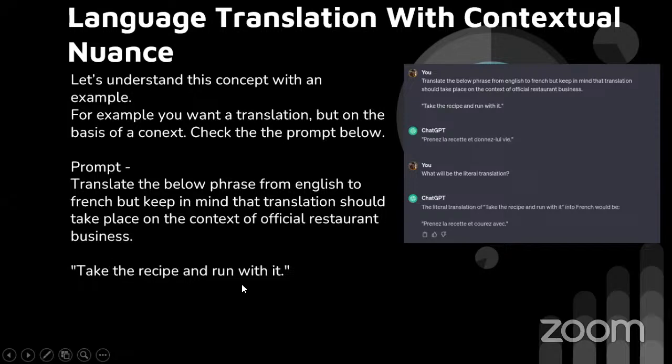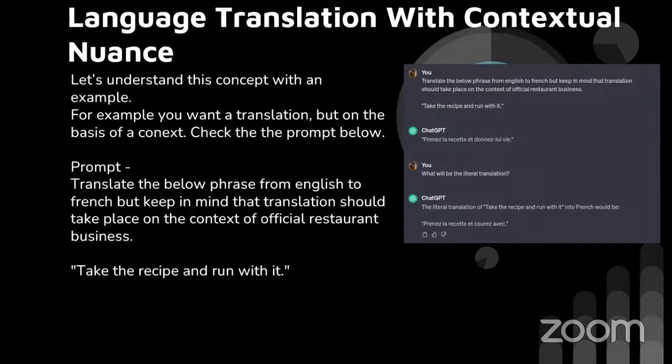So you're saying take the recipe and run with it. Right. So, here it can literally translate saying that take the recipe and run with it. So it can literally mean running. So you grab a recipe by your hand and you start running, right, physically.